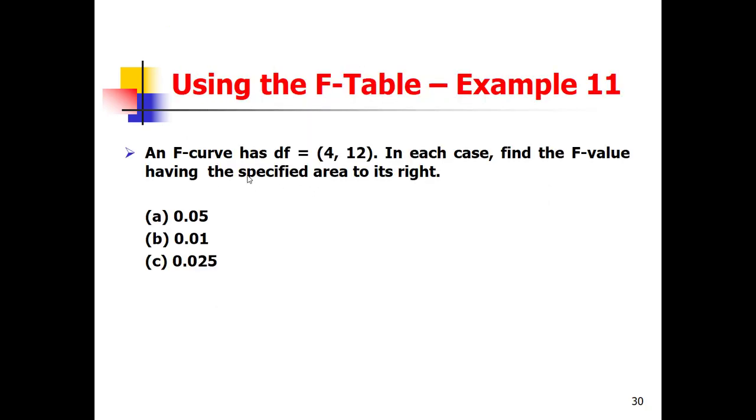Now let's work on some examples here. I'm going to work on the first one and I leave the other one to you. From an F curve, for degrees of freedom first is 4, second is 12, find the F value, the value inside the table, for a specified area to the right. It means alpha. Alpha is 0.05 or 5%.